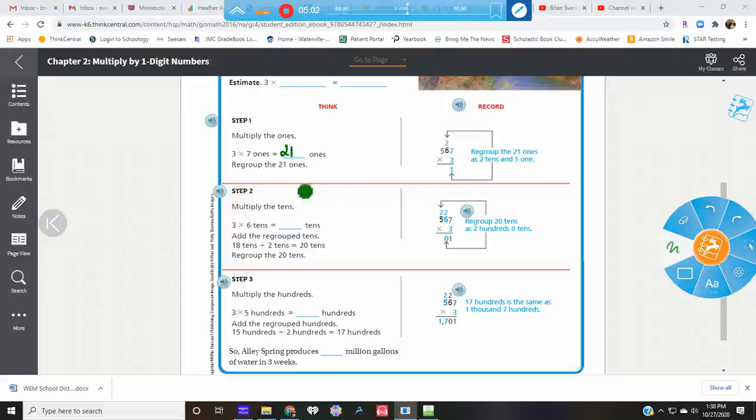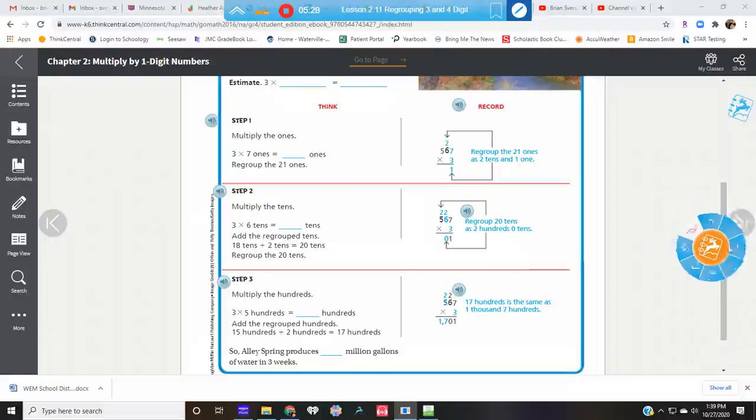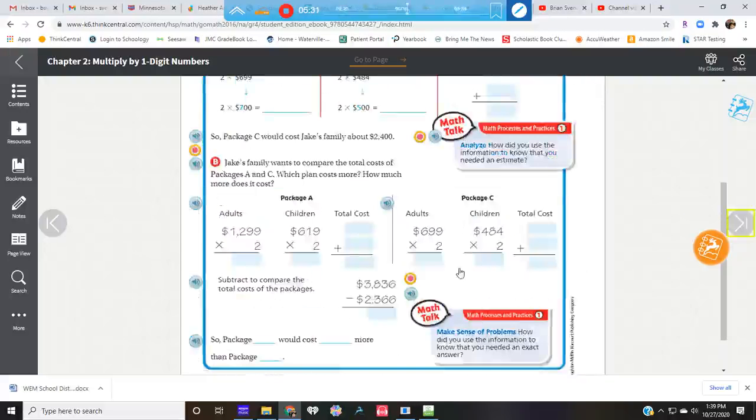This is 21 ones. 6 times 3 is 18 tens. And then we added our 2 tens. 5 times 3 is 15 hundreds. So they produced 1,701 million gallons. That is a lot of gallons. Think of that as milk jugs. That's 1,701 1-gallon milk jugs. Crazy. All right, let's try another one.